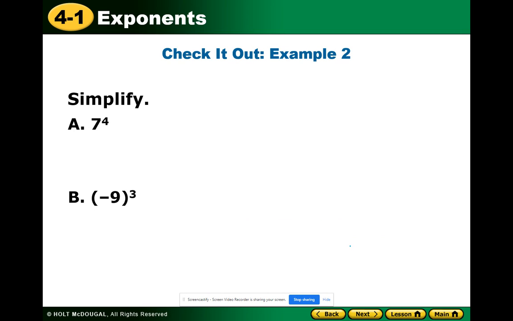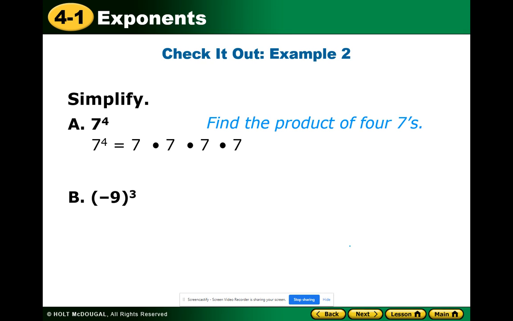All right. Now, when we go here, this is 7 to the 4th power. 7 to the 4th power is 7 times itself 4 times. Our answer is 2,401.